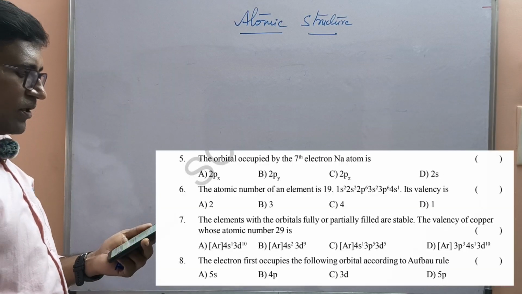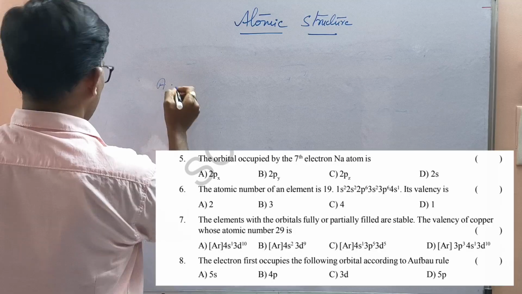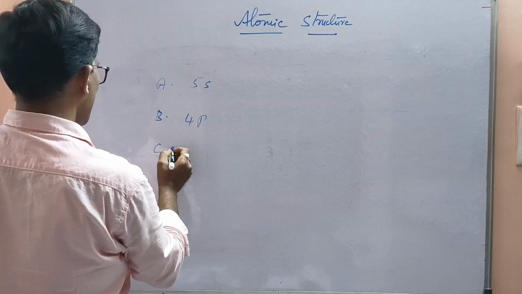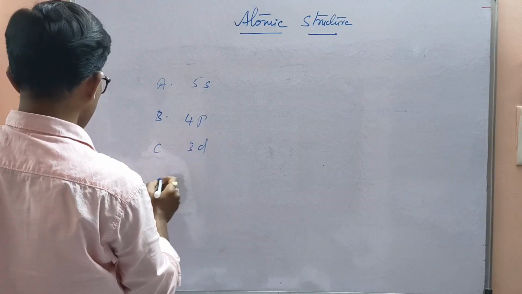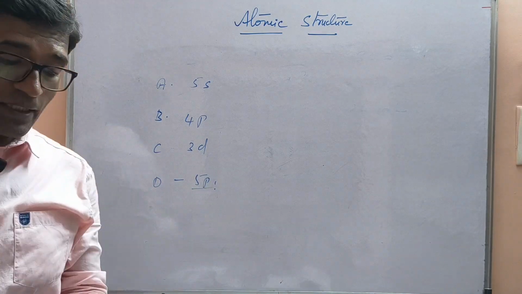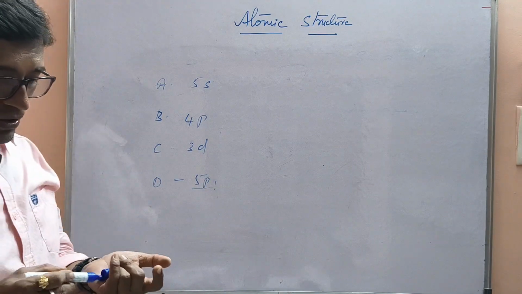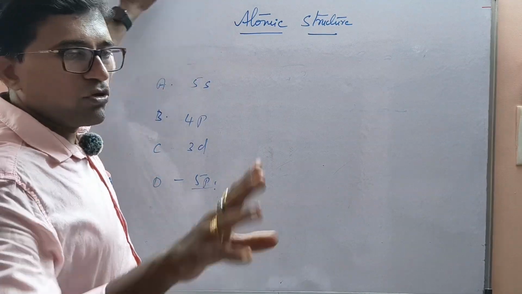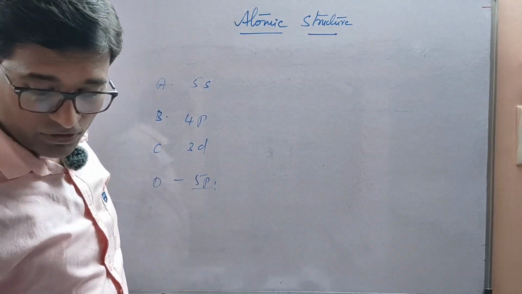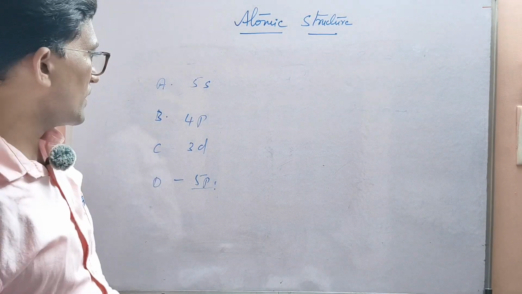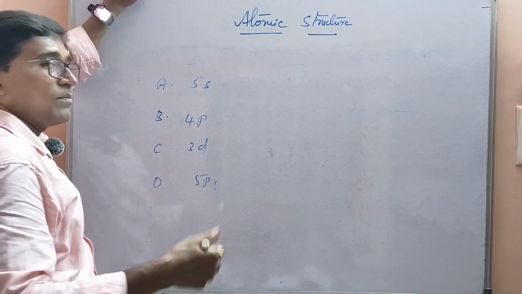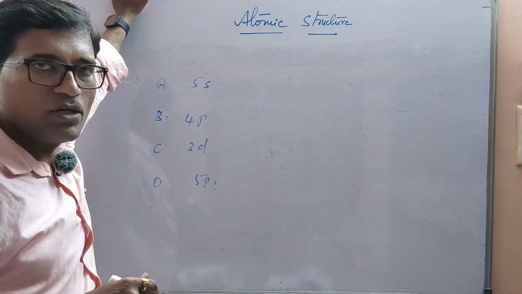The electron first occupies the following orbital according to the above principle. Given are A, 5s, B, 4p, C, 3d, and D, 5p. What is the above principle? According to the Aufbau principle, electrons always occupy the orbitals having the least energy. So among all these, which orbital has the least energy, you should understand. For that, you can draw Moeller's diagram, or you can go with the n plus l value concept.